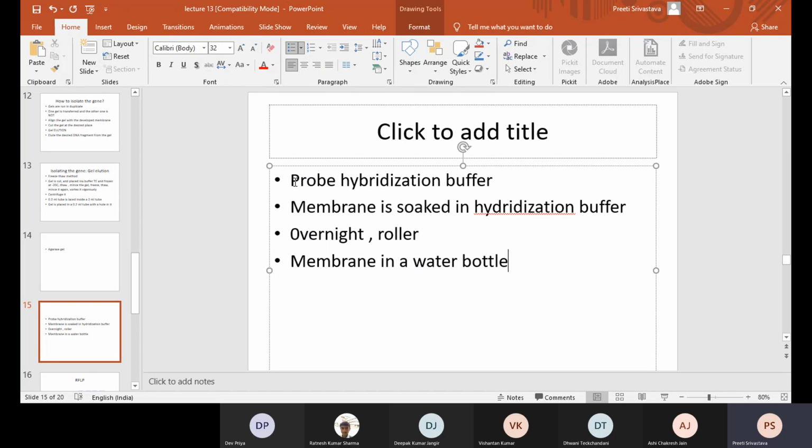Is it clear? Now you understand what will happen. Once it is done, you take the membrane out and then you do UV cross linking.